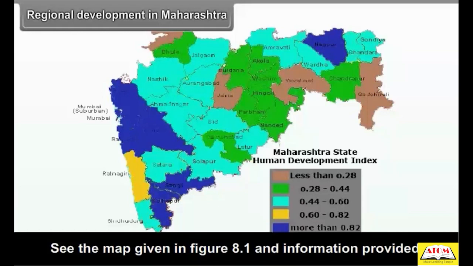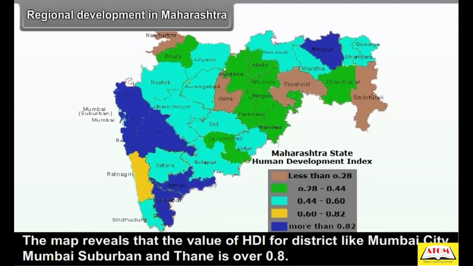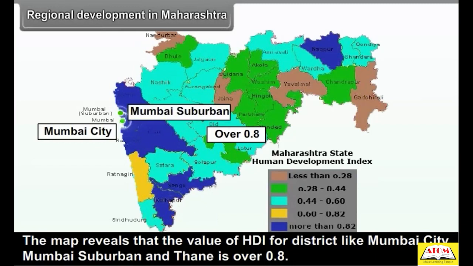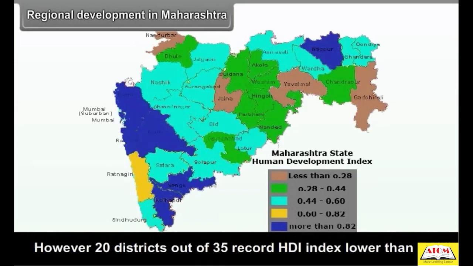See the map given in figure 8.1 and the information provided. This map is based on the values of Human Development Index of different districts in the state. The map reveals that the value of HDI for districts like Mumbai City, Mumbai Suburban and Thane is over 0.8. In the next group defined by HDI values from 0.7 to 0.8 are districts like Pune, Raigad and Nagpur.